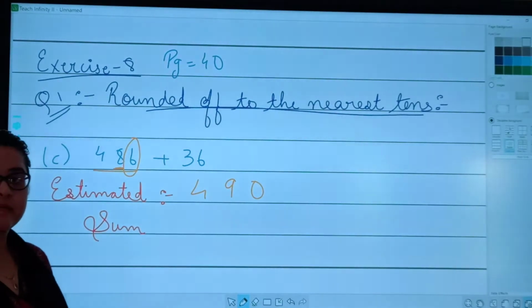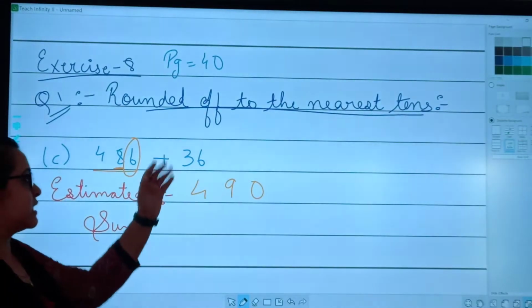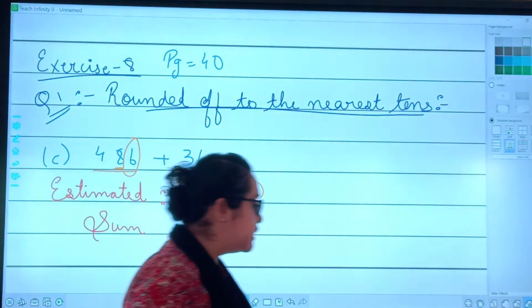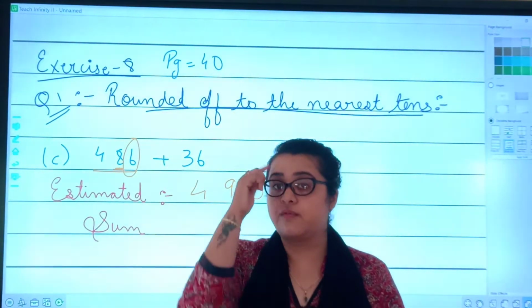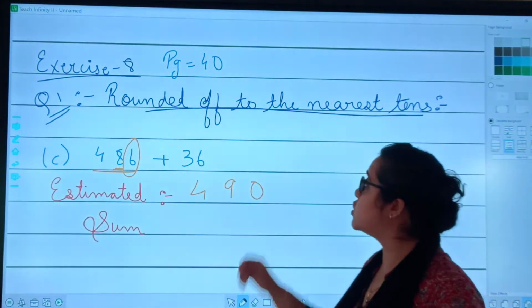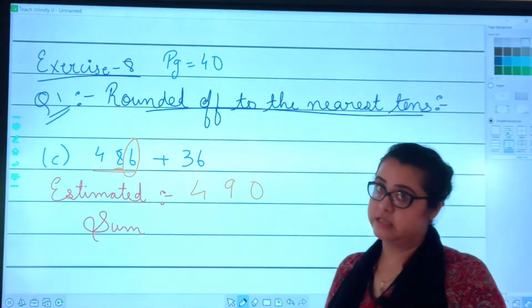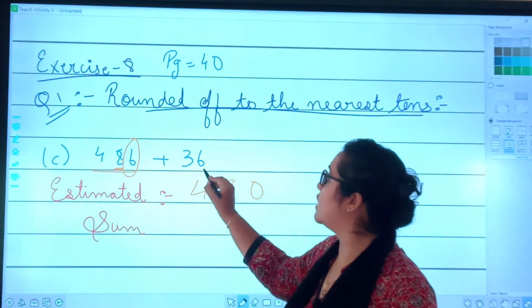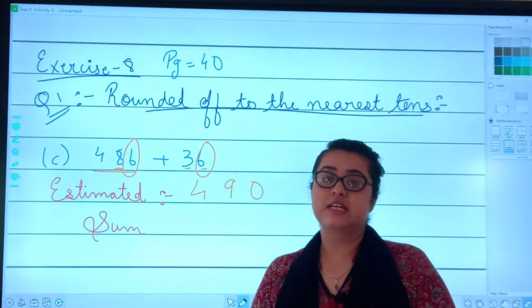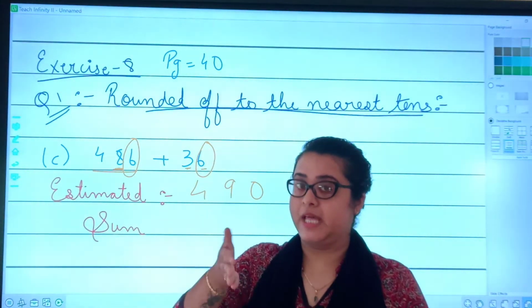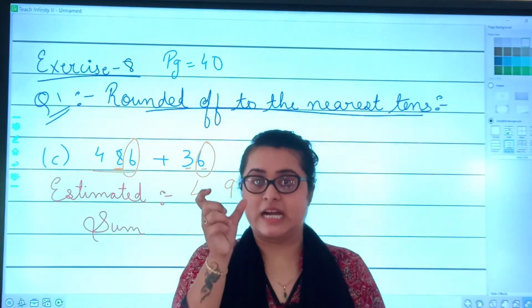Okay students? Now let's come to this 36. It's 36, yeah. Now the question, focus again. We are supposed to round it off to the nearest tens. So we will look on the ones place, that is 6.